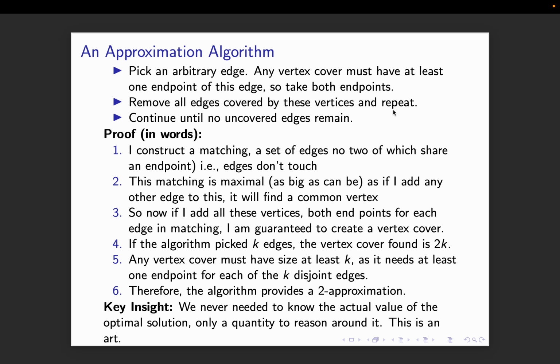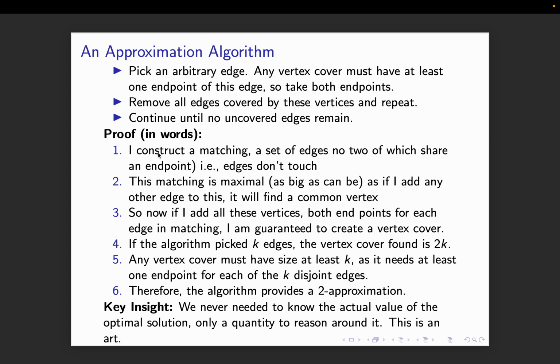So I pick an arbitrary edge. I take both of those endpoints, both of those vertices, remove all the edges covered by these particular vertices, and then rinse and repeat. Continue until no uncovered edges remain. Well, why does this algorithm work?